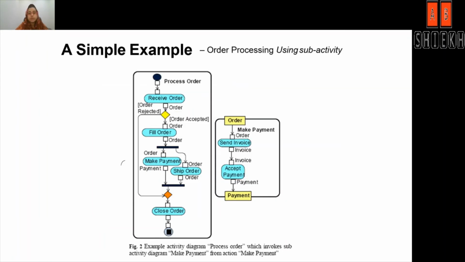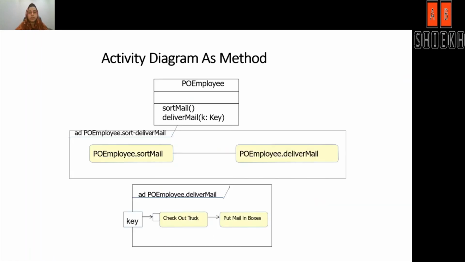In this particular diagram, the sub-activity of make payment is shown as well in another activity diagram. So here the order is coming as an object, and its send invoice activity and then accept payment, and it's returning the payment. And here we have the order object coming in and the payment object is the outgoing. So we can show multiple activity diagrams as well.